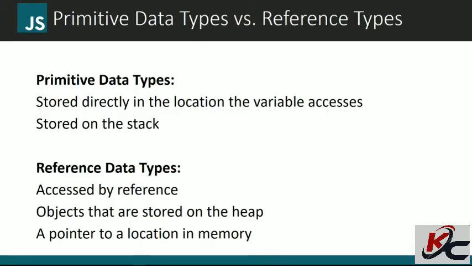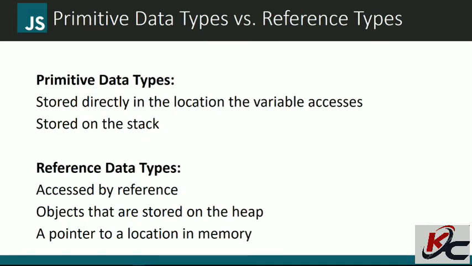Now in JavaScript, there's a bunch of different types, but there's basically two types of data types, and that's primitive and reference. All right, so I don't want to go too deep into this, but I do want you to have a basic understanding of it. With primitive data types, the data is stored directly in the location that the variable accesses. It's stored on the stack. When you access primitive data, you access it by its actual value.